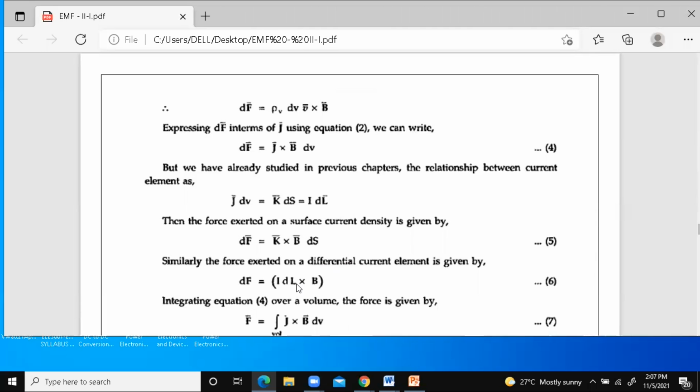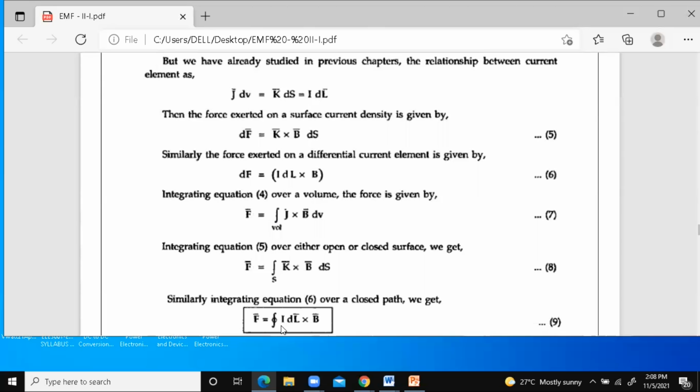So this is the differential force. So the total force you would have to integrate over the volume, which would be this. That's integrating this over the volume. Or you'd integrate over the surface like this. Or if it's a line charge or line current, you'd integrate over the entire length.